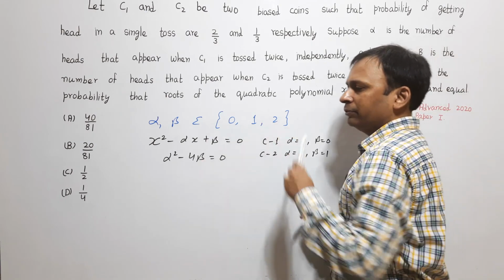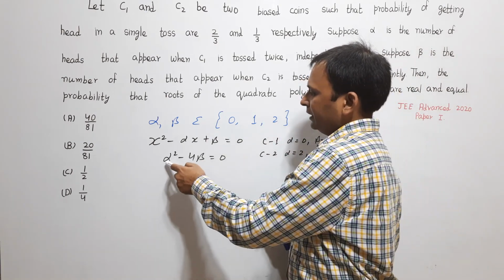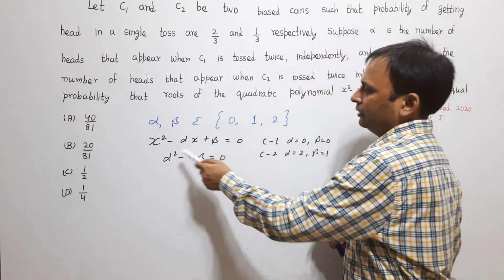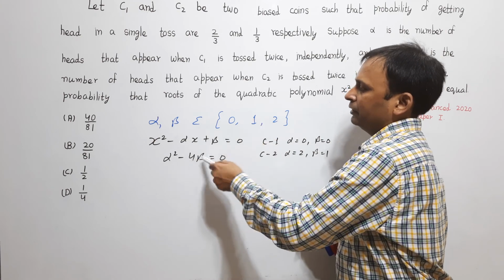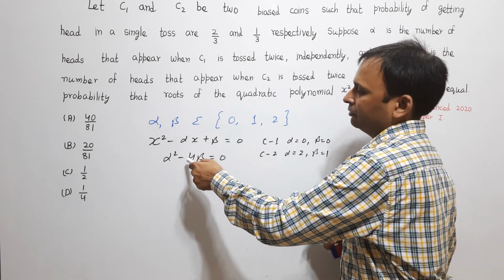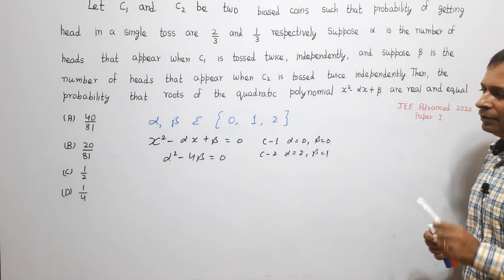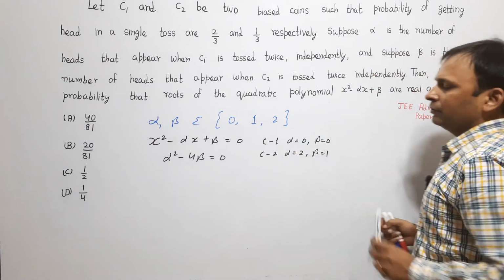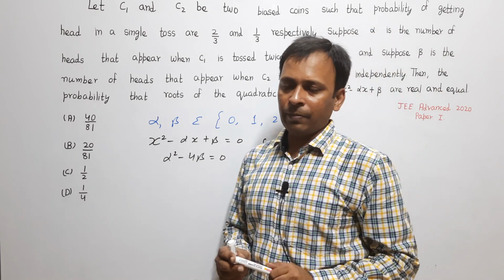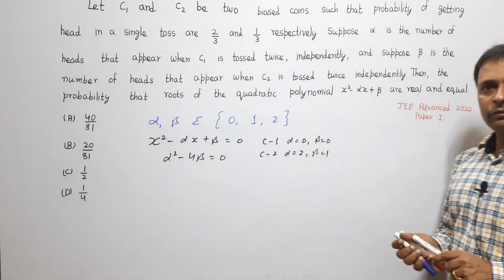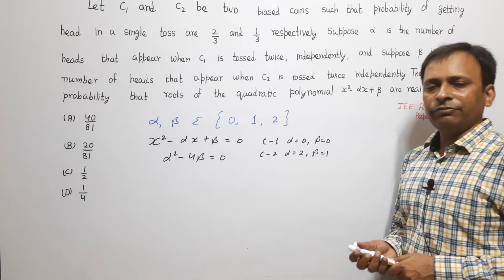Can alpha be equal to 1? If I take alpha is equal to 1, we will not get any of these values for beta, because when alpha is equal to 1, we will have 1 minus 4 beta is equal to 0, means beta equal to 1 by 4, which is not possible. So we have got only two cases with us. Either of the two cases will give us the required favorable case.